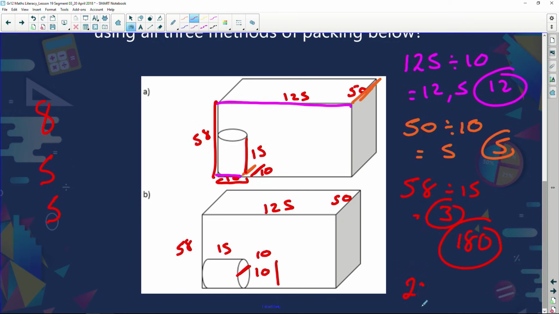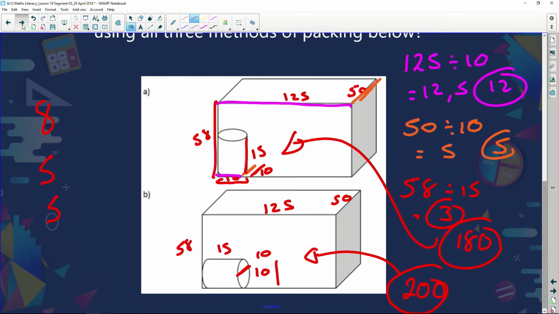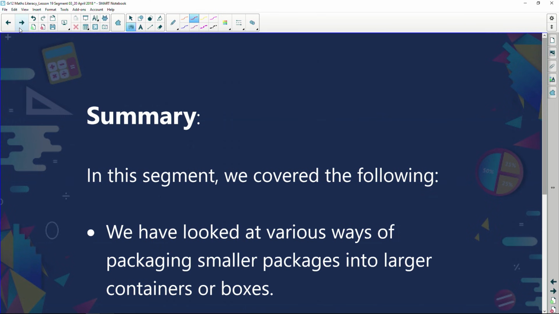So folks, if I pack my cans like this, same box, same cans, I fit 180 cans. If I pack my cans lying down, same box, same can, I can now fit 200 cans in. That is just absolutely incredible. I just love this section because it's just like, wow, blows your mind.